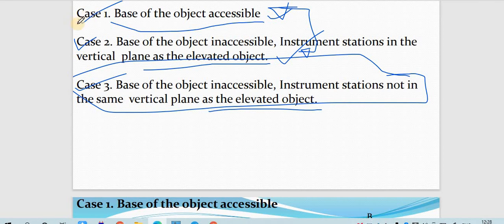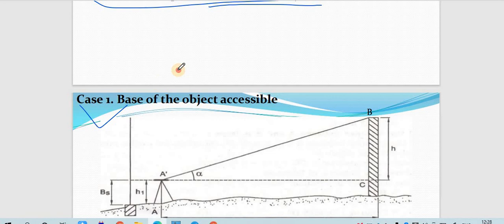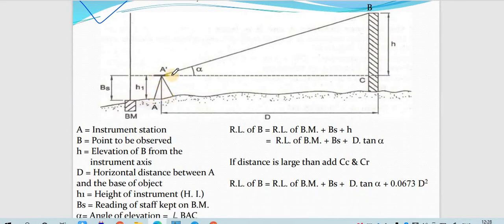So we'll start with the first case, that is, the base of the object accessible. For the base of the object accessible, you can see over here there is a theodolite attached at station A. The first reading has been taken on the benchmark. Suppose the reading was BS. So the height will become H1, and then this is the height of the element for which you have to find the height. This element height is required, that is to be calculated.